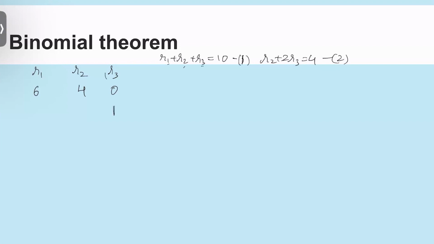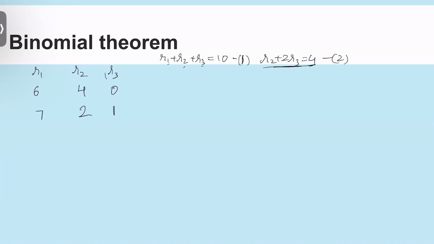Now suppose you take, we can start with r3. If you take r3 as 1, 2 into 1 would be 2, so your r2 has to be 2 with respect to your second condition. So now if you have r2 as 2 and r3 as 1, that is 3, so your r1 then has to become 7.